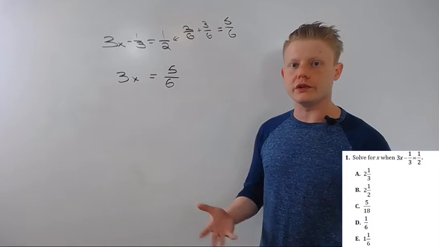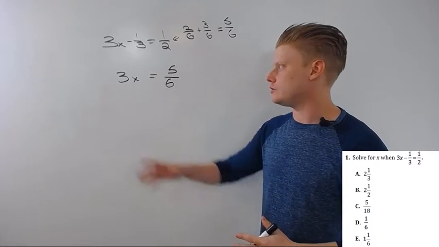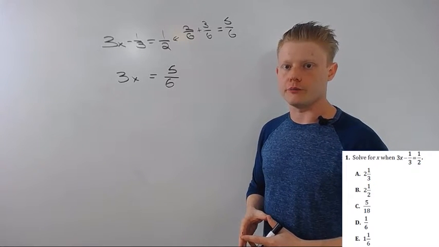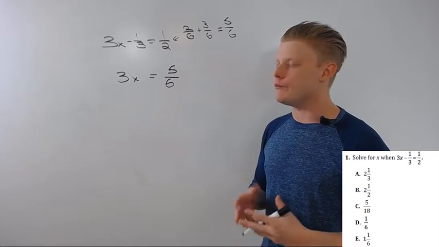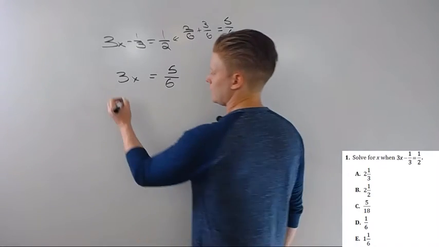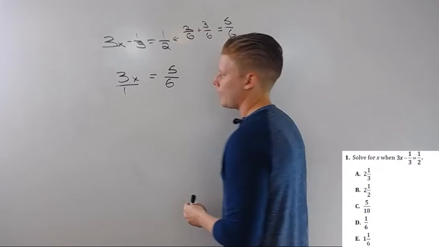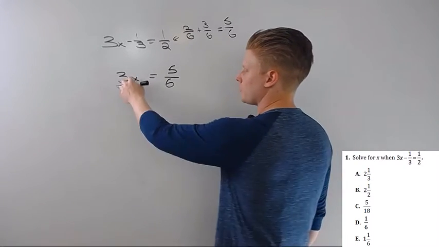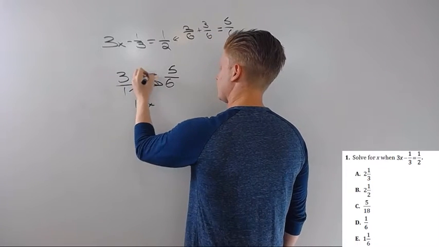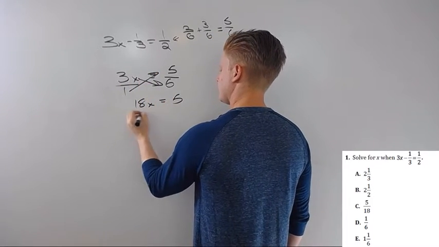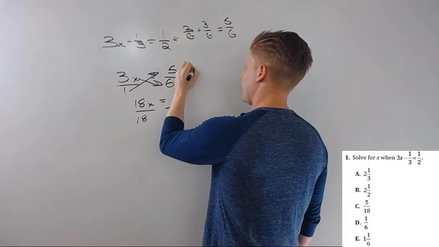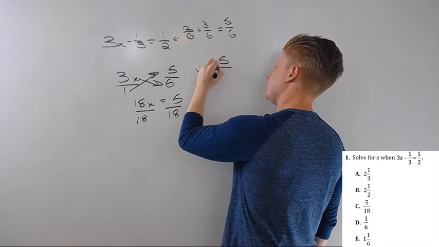Now, I don't really need to cross multiply here. I could just divide by 3 on both sides. A lot of people kind of get thrown off by that. So what may be easier to do is just to set this over 1. We can always say any number is a fraction over 1 and cross multiply. So 3x times 6 is 18x is equal to 5. Divide by 18. X is equal to 5/18.